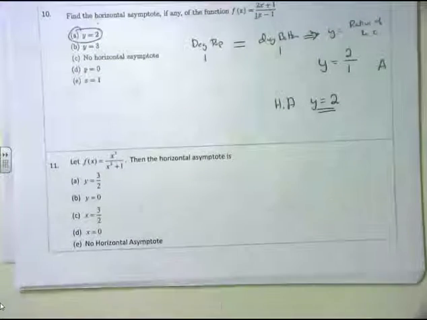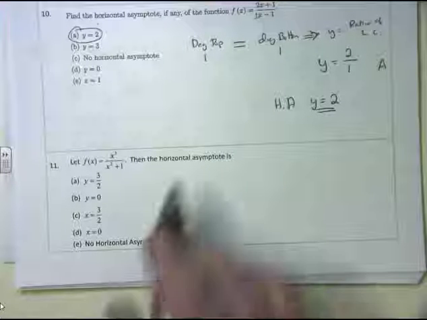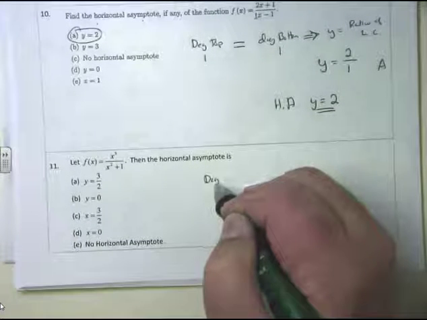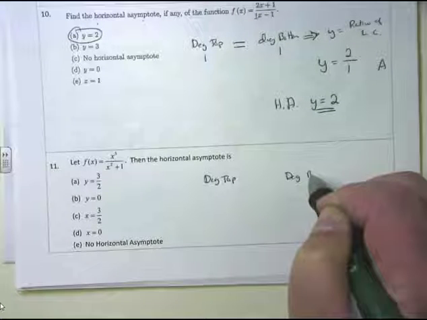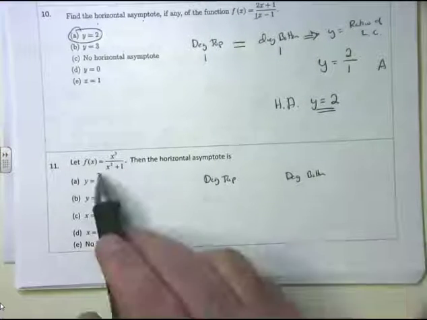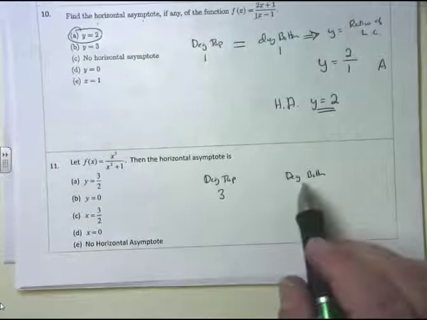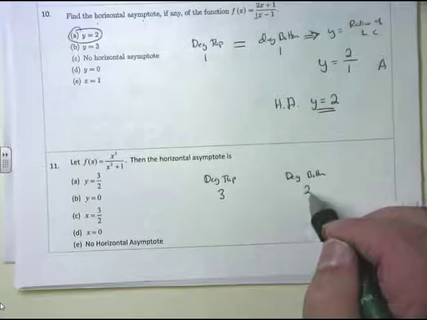On problem number 11, again, doing the horizontal asymptote, so I've got one of each different kind. When you're doing the horizontal asymptote, we use the horizontal asymptote theorem, and we focus on the degree of the top, the numerator, versus the degree of the bottom, the denominator. The degree of the top, that's an x cubed, so the degree is 3. The degree of the bottom, the denominator, that's an x squared polynomial, so that's 2.